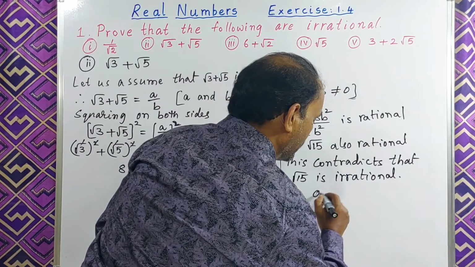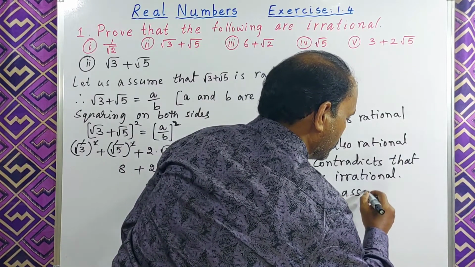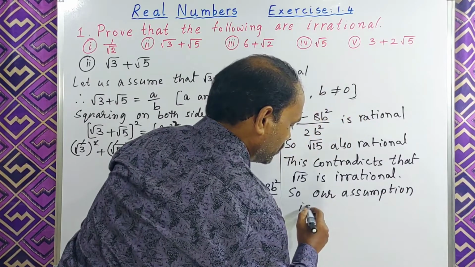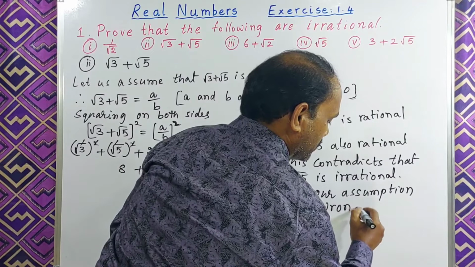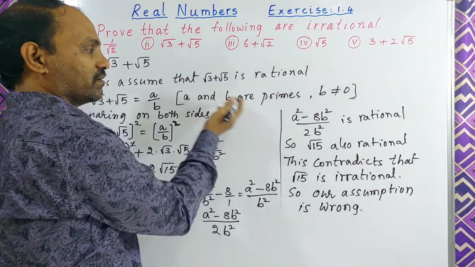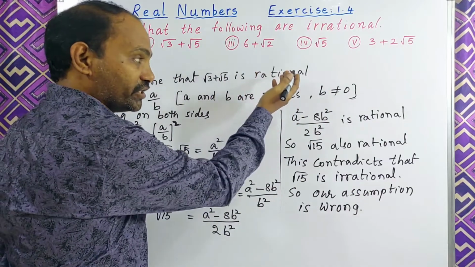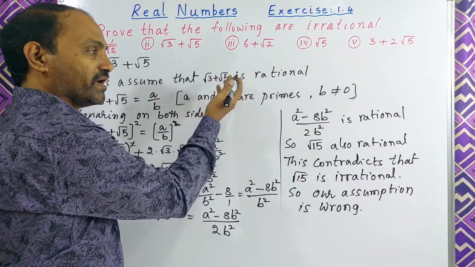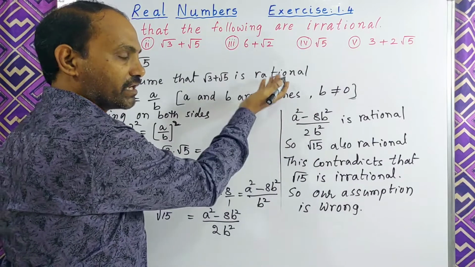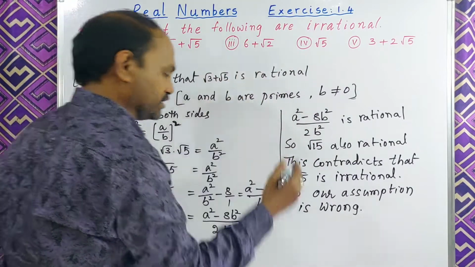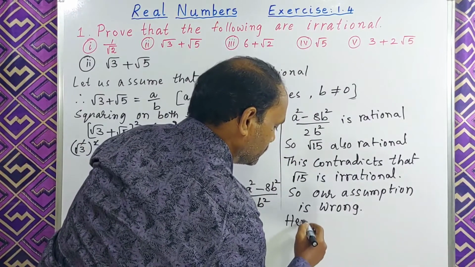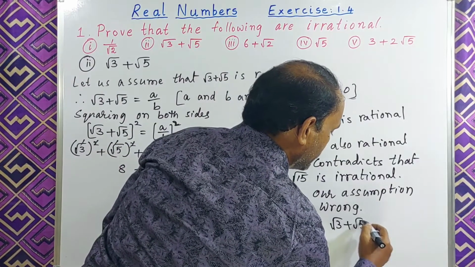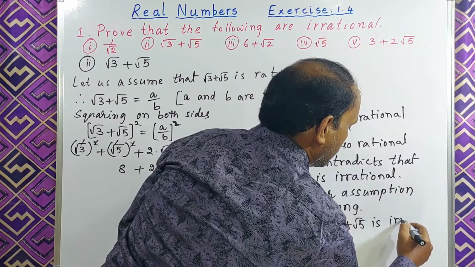So, our assumption is wrong. Our assumption that root 3 plus root 5 is a rational number is wrong. What does it mean? Root 3 plus root 5 is irrational. This one is wrong means irrational. Rational is wrong means irrational. Hence, root 3 plus root 5 is irrational.